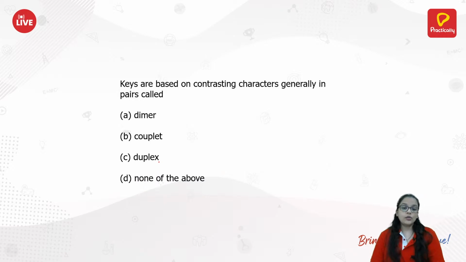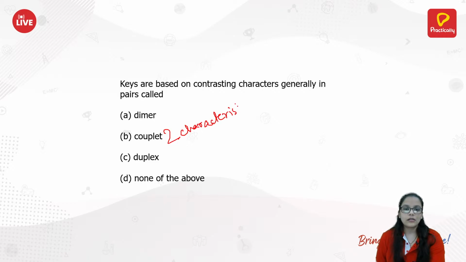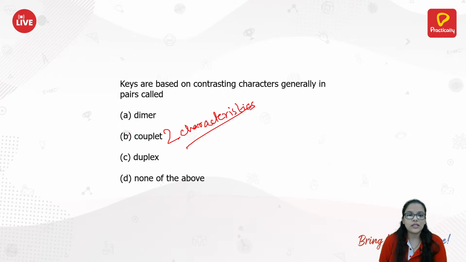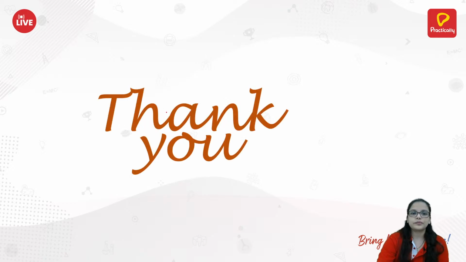Okay. Now, last question. Keys are based on contrasting characteristics, generally in pairs, called dimer, couplet, duplex, none of the above. The answer is couplet, because two characteristics, sometimes qualitative, sometimes quantitative. There are two characteristics, the genus and species, so it's known as a couplet.